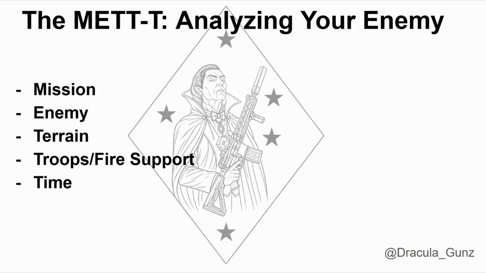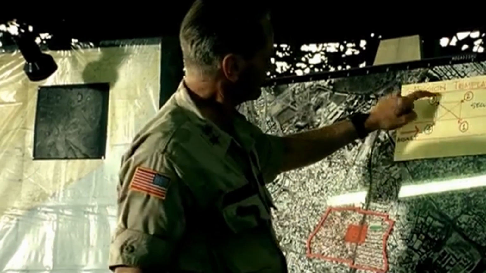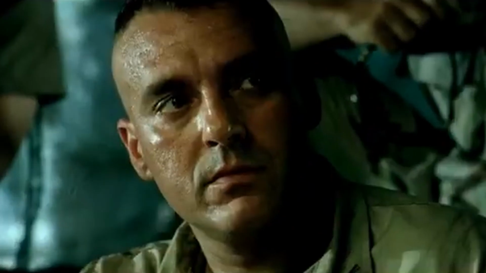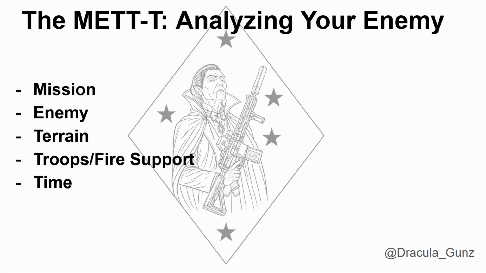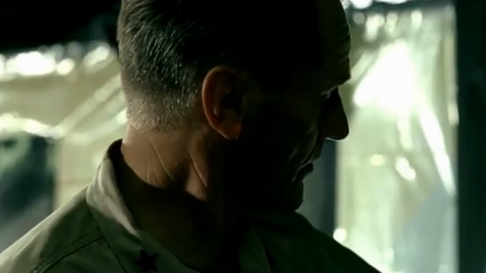Enemy. Like I said in the last video, METT-T is an acronym for the tactical thought process used by commanders and unit leaders to analyze variables when planning a tactical operation. That acronym, METT-T, stands for Mission, Enemy, Terrain, Troops and Fire Support, and Time. This is important because conducting a thorough METT-T provides unit leaders with a framework to evaluate the battle space, assess risk, and identify different courses of action.